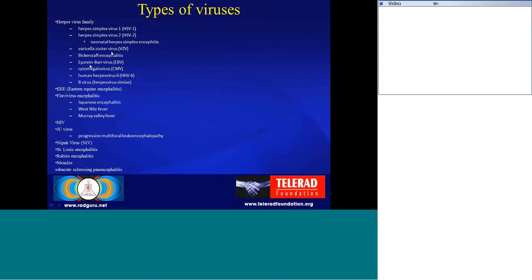It is included in the herpes family, along with Epstein-Barr virus, Cytomegalovirus, human herpes virus 6, and others. These are all herpes family viruses.